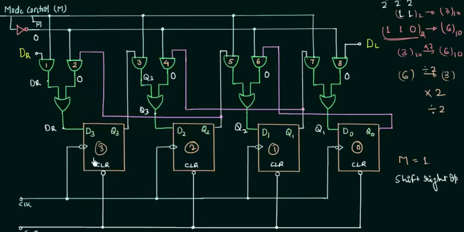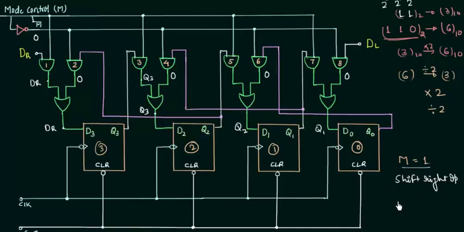Fine. So you can simply see that the data is shifting to the right. The data is first stored in flip-flop number 3 for the first clock pulse, then it is transferred to flip-flop number 2 for the next clock pulse. In the same way, for the coming 2 clock pulses, it will be transferred to flip-flop number 1 and then flip-flop number 0. So it is shifting to the right like this. That's why we call it the shift right operation when M is equal to 1.